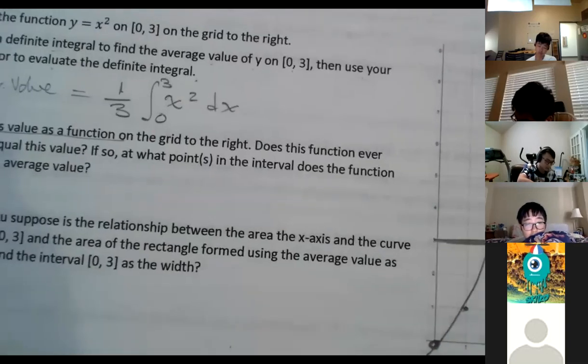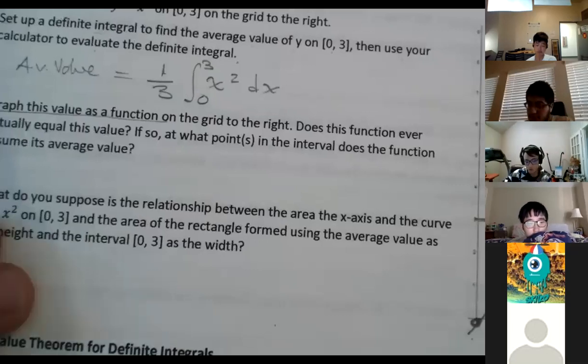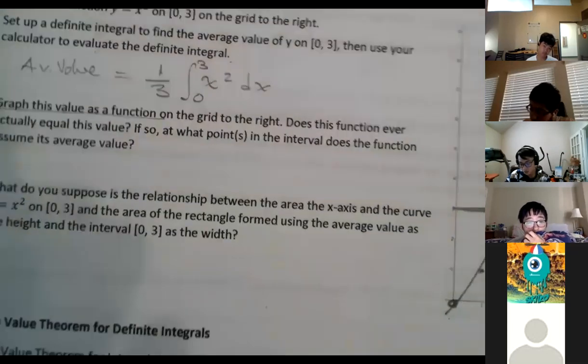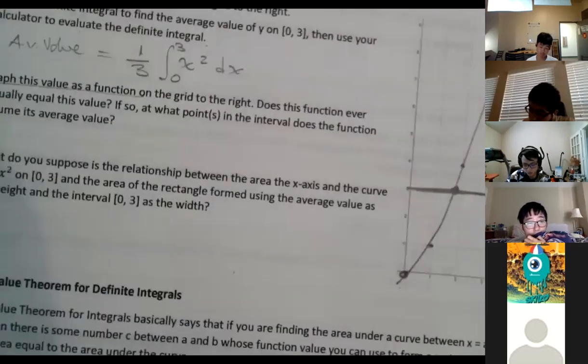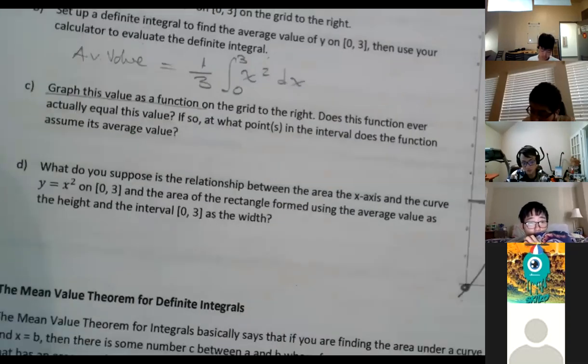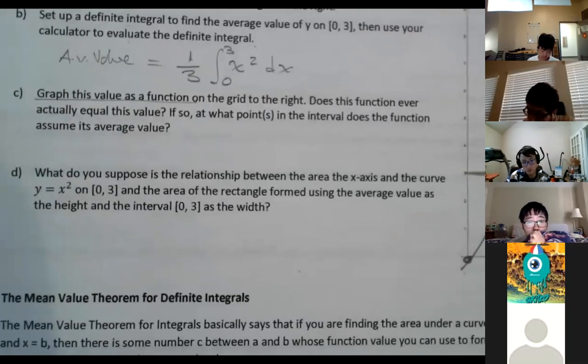Right? So it says graph this function on the grid. Does this function ever actually equal this value? Yes, where? At this point. The function equals the value where they intersect, right? Let me move this up a little bit, because otherwise it's kind of distorted for me. All right, so graph this value as a function on the grid. Does this function ever actually equal this value? If so, at what point?